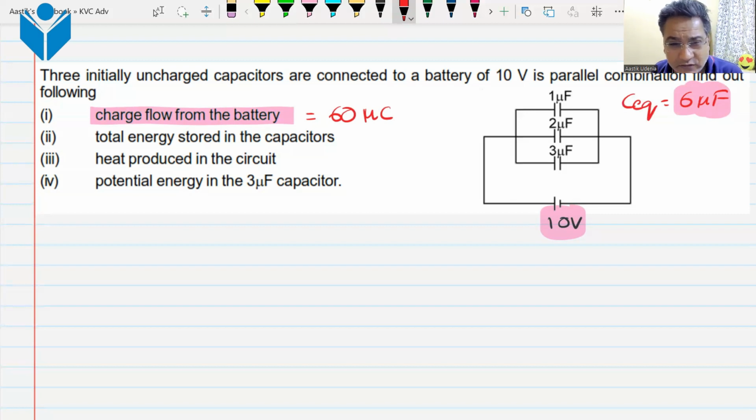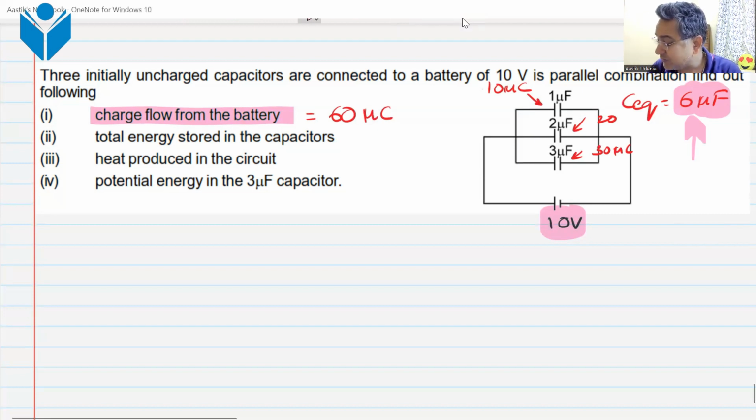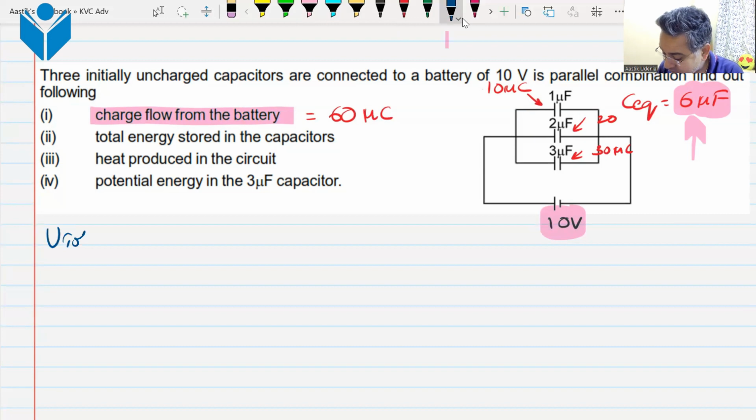So from that we can find out the charge coming on each capacitor. The charge coming on this capacitor will be 10 multiplied by 1. It will be 10 microcoulomb. On this one it will be 20, and on this one it will be 30 microcoulomb. Do we understand this? Yes, sir. To find out the total energy stored in the capacitors, you know the equivalent capacitance is 6 and the battery is 10 volts, so you can do it in any way. You can do it with half C equivalent into V square.